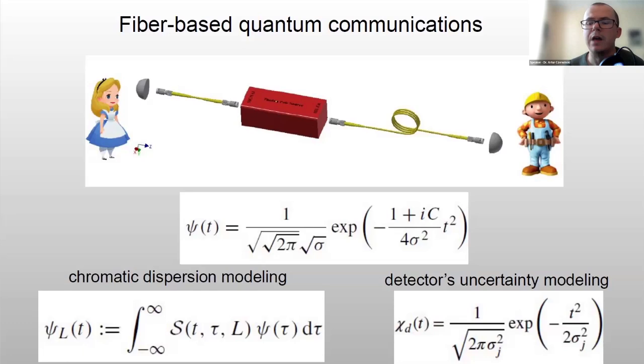So every detector has a certain profile that can be modeled with the Gaussian distribution. We also have this effect that has to be taken into account: the detector introduces an additional sort of noise to your measurement results, so they are affected by the detector's uncertainty. And as I said, we were interested in this particular parameter, capital C here. It is called the chirp parameter.